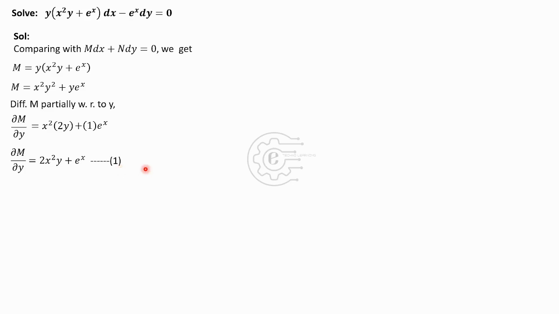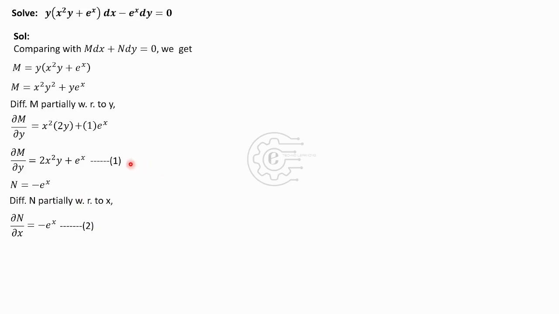Then value of N will be −e^x. इसे हम डिफरेंशिएट करेंगे partially with respect to x. Therefore we write ∂N/∂x equal to, now derivative of e^x will be e^x only. Therefore we write −e^x. Let this be equation number 2.